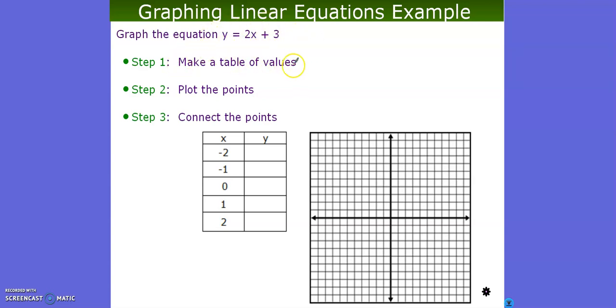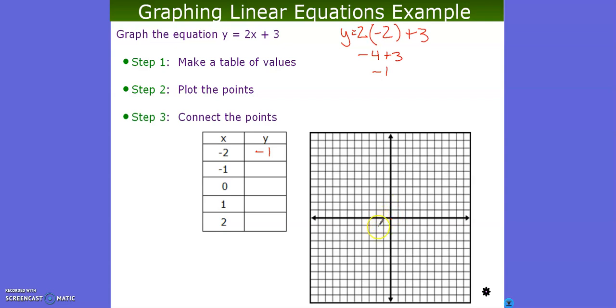It says make a table of values. Plot the points, connect the points. Okay, let's do it. I plug in -2 into this equation. So you would want to go ahead and show your steps here. 2, plug in -2, plus 3, and then simplify. 2 times -2 is -4, plus 3, that's going to give me -1. So that's my y value, and then I go ahead and plot that point. -2, whoops, I drew on my graph. Let me go back.